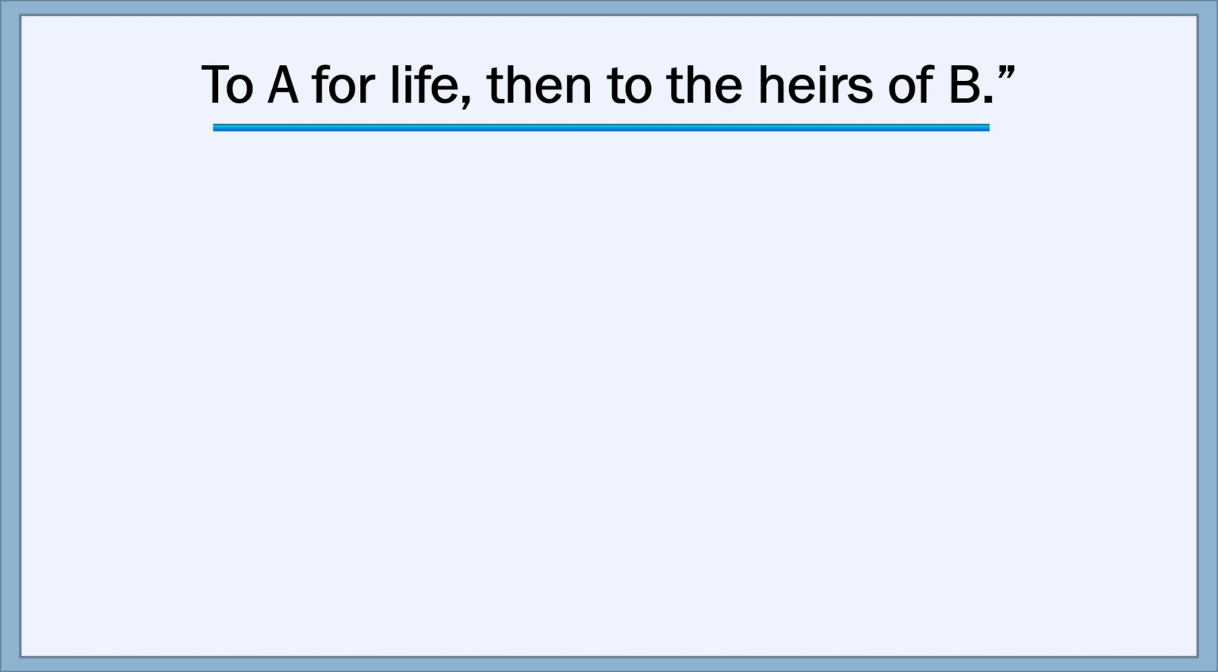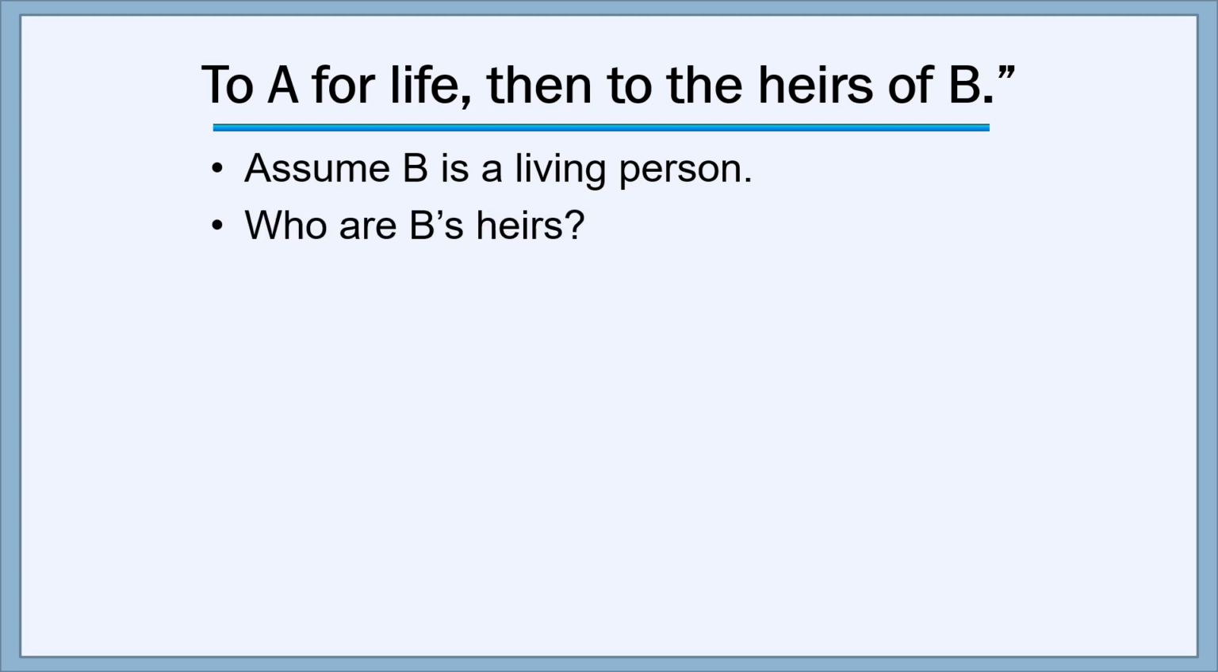Here's another example of an unascertainable taker, but one that's perhaps not so obvious. It says to A for life, then to the heirs of B. Well, let's assume that B is a living person. Who are B's heirs? Now remind yourself of what the word heirs means. Heirs means the people who will take your real estate if you die without a will, if you die intestate.